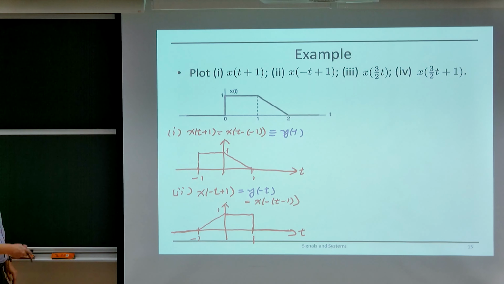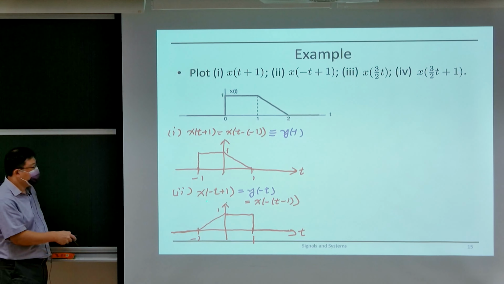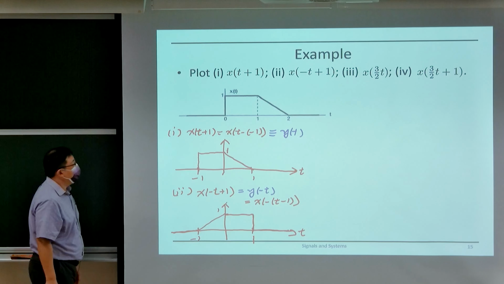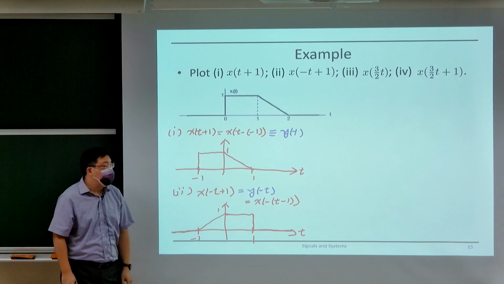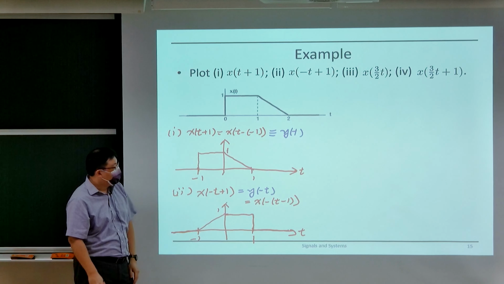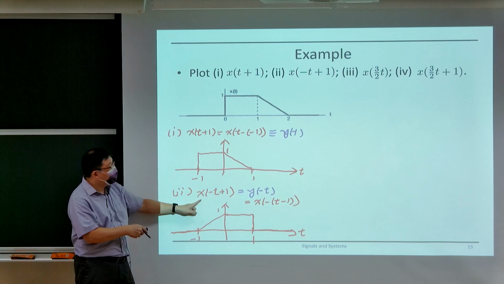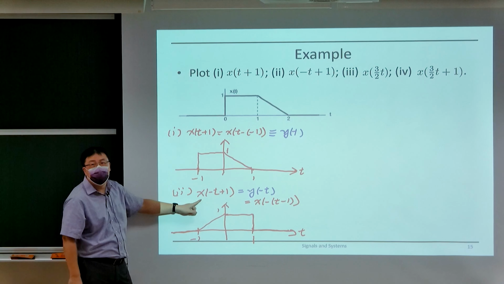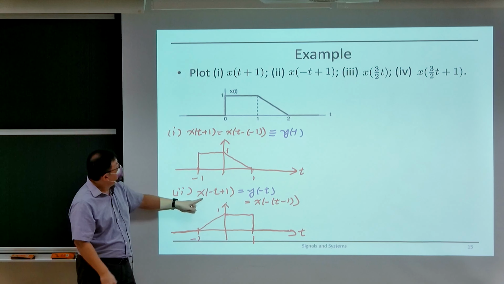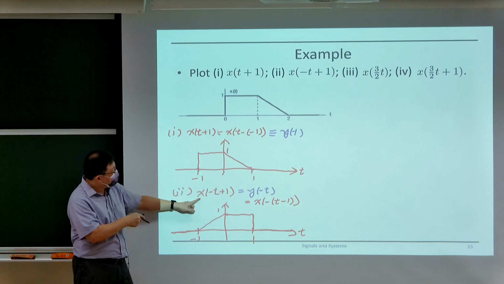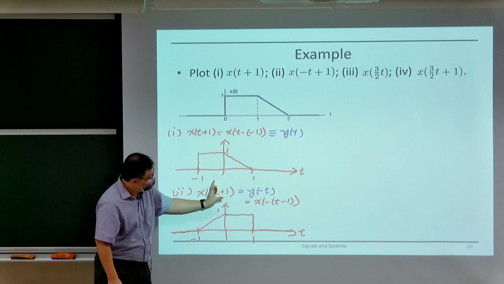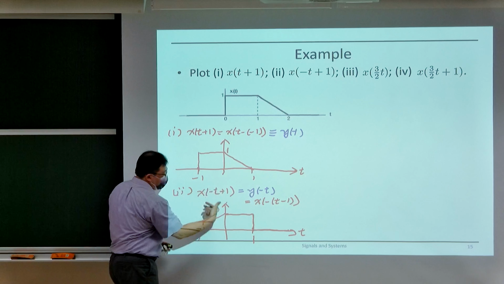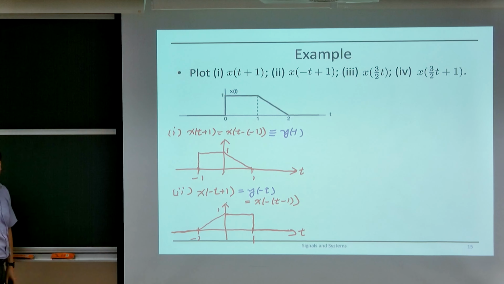Now the second example is x of minus t plus 1. If you view x of t plus 1 as a signal y of t, then x of minus t plus 1 is just a time reversal of this signal. So if x of t plus 1 looks like this, then x of minus t plus 1 is just this flipped around about the origin.